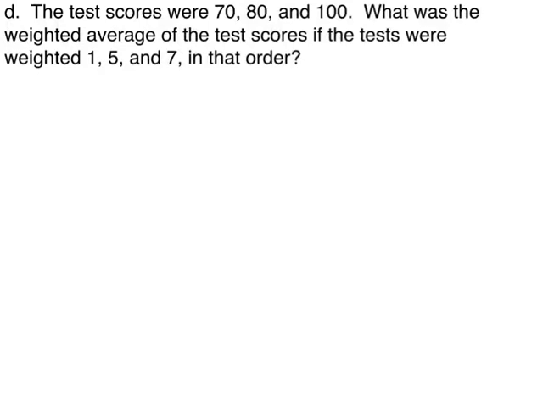Alright, so the weighted average problem says that the test scores were 70, 80, and 100. What was the weighted average of the test scores if the tests were weighted 1, 5, and 7 in that order? Alright, 70 is weighted 1 time, so we're going to add it 1 time. 80 is weighted 5 times, so we're going to say 5 times 80 is 400. And then 100 is weighted 7 times. So 100 times 7 is 700.